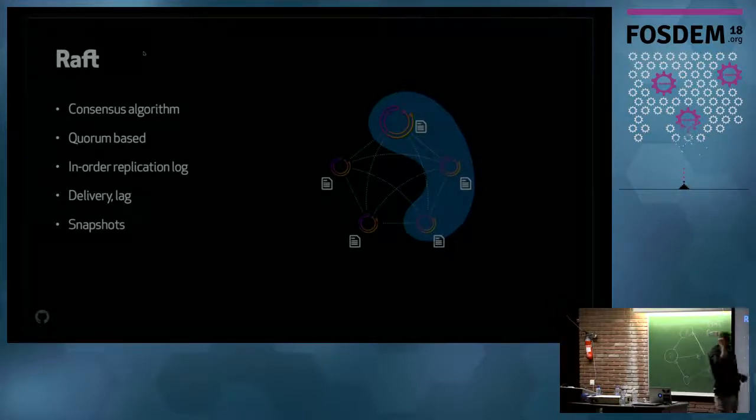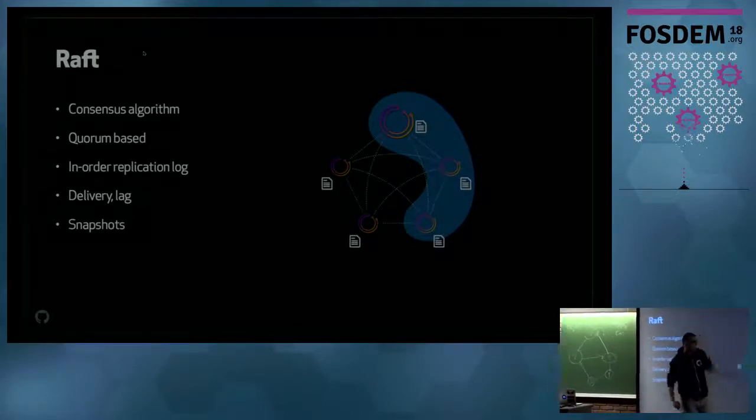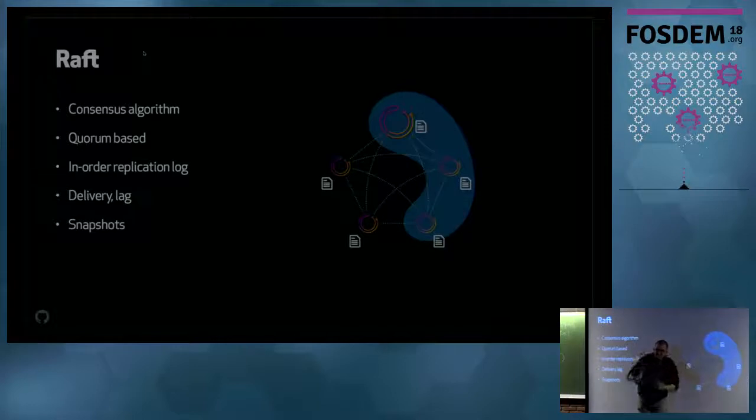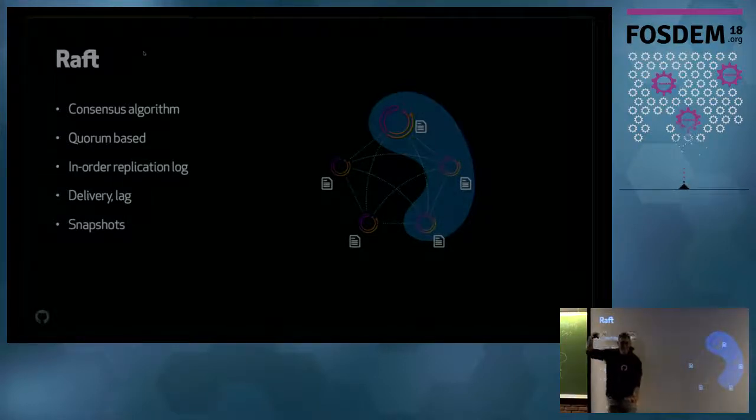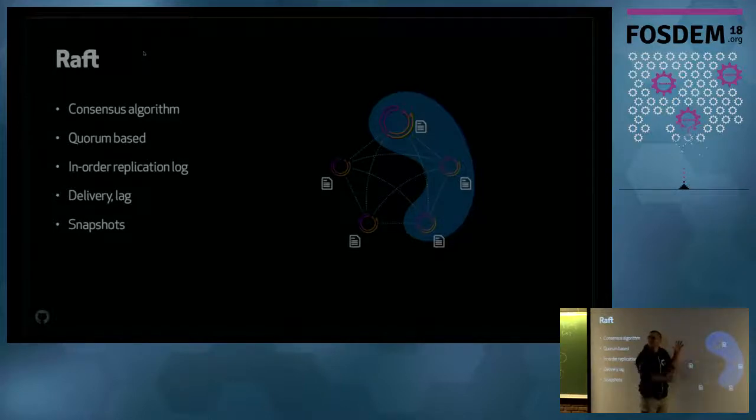Last is that the replication log grows forever. The nodes are assumed to be stateless, right? The application can go down. When it comes back up, it reads this replication log, which is persisted, and then it reapplies all those events to come up as an up-to-date server. And the problem is that this log grows forever, infinitely, and we don't like infinite things.